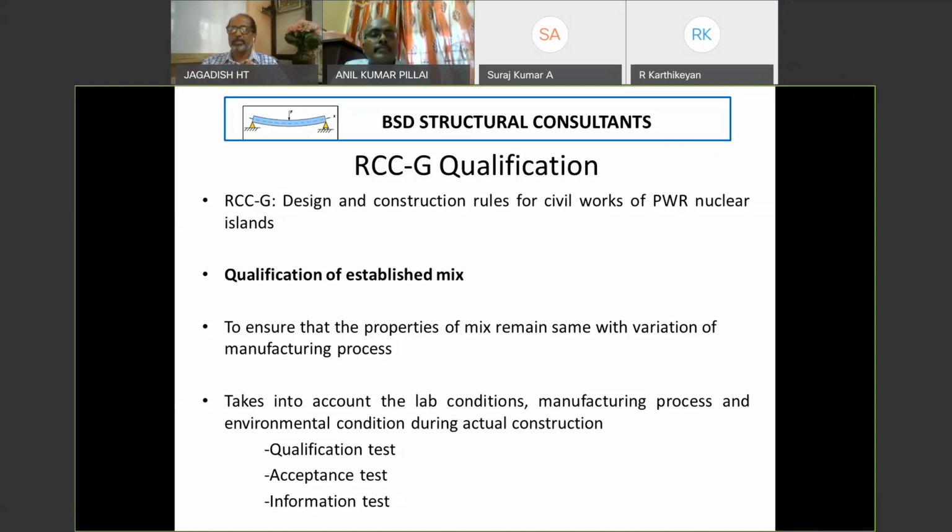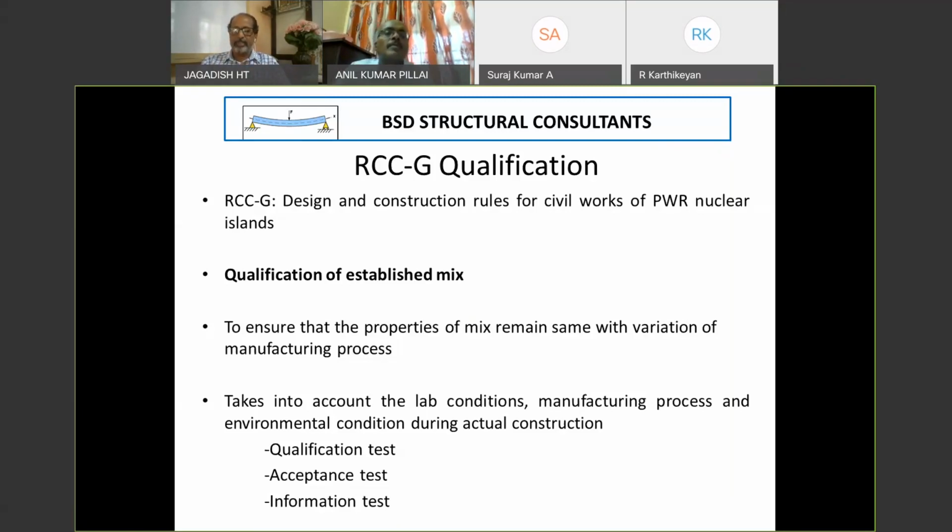Now the variation comes due to tolerances. Say you go to a batching plant. A batching plant has a tolerance of around 1 to 2%. So due to the variation, the consistency of the concrete should remain constant. For that reason, various test requirements are provided in RCC qualification. These test requirements actually account for lab conditions, manufacturing process, environmental conditions, and actual material being used at site.